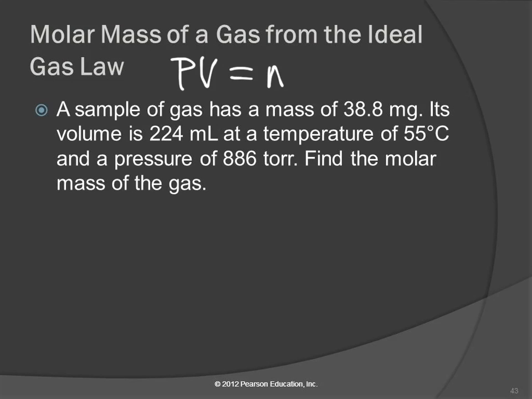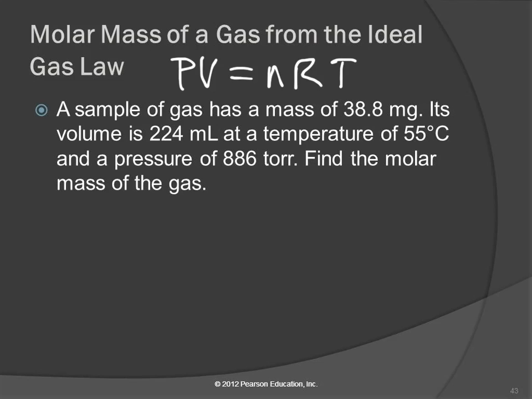PV equals nRT. If you have a solid sample, how do you measure the number of moles if you don't know what the substance is? It's pretty hard. If you have a gas, though, you can find n if you know the pressure of the gas, the volume of the gas, and the temperature of the gas. And that's why so much of this early work was done with gases.